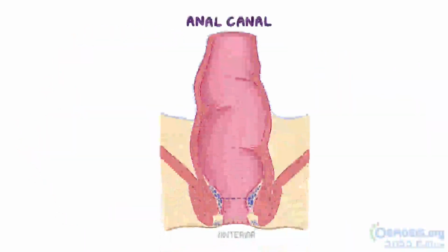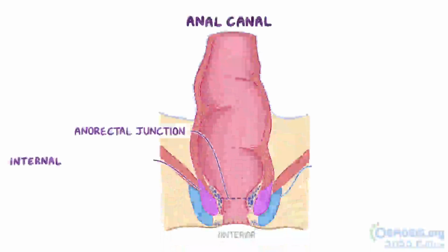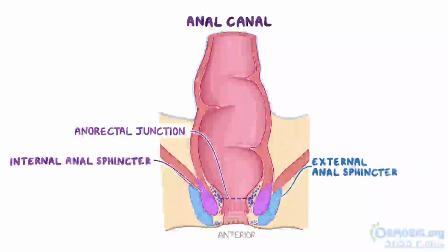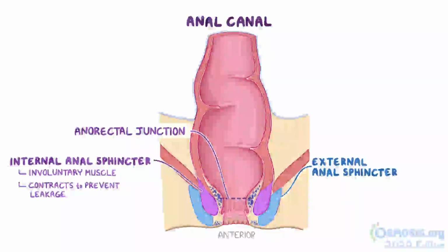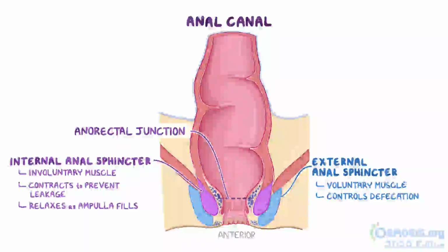The anal canal begins at the anorectal junction and descends posterior-inferiorly, ending at the anus. The anal canal has internal and external sphincters, which are circular muscles that control defecation. The internal sphincter is an involuntary muscle that contracts to prevent the leakage of feces or gas, and relaxes as the rectal ampulla fills with feces. The external anal sphincter is a voluntary muscle that controls defecation.